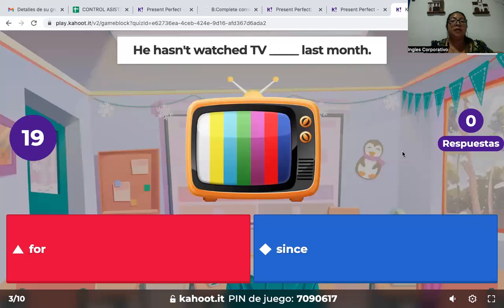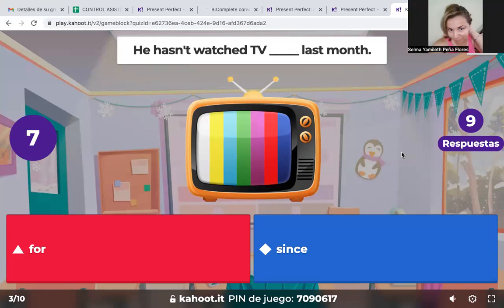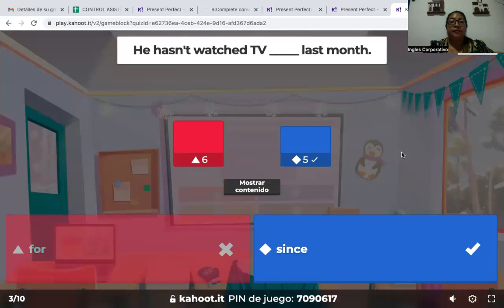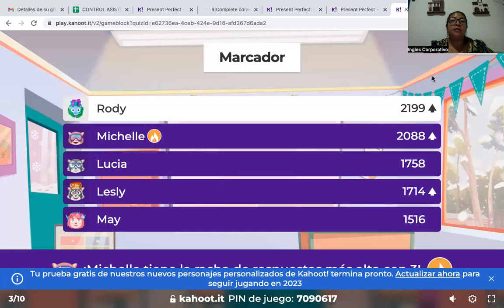He hasn't watched TV for or since last month. Hurry, hurry, hurry. Since last month. O sea, no podemos decir for last month porque no está hablando de, por ejemplo, for 3 months, for 1 month. No está diciendo exactamente la cantidad de meses o a quantity. Okay, Roddy, excellent. And Michelle is on fire.